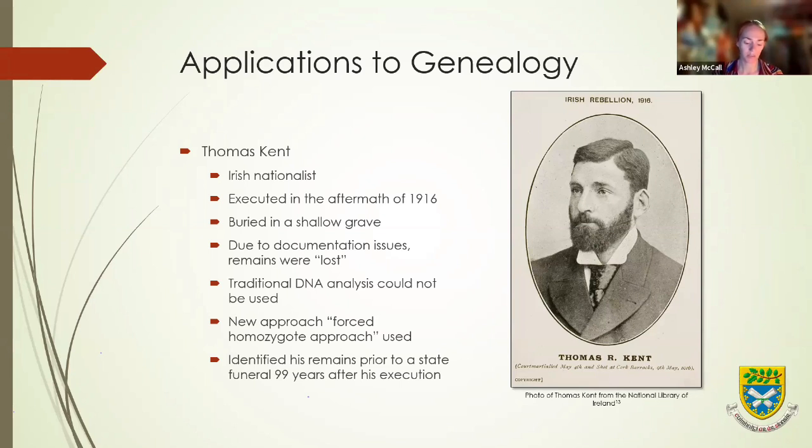On the 9th of May, Thomas Kent was executed at the Cork Detention Barracks and buried close to where he fell, in a shallow grave covered in quicklime. He was the only one of 16 to be shot outside of Dublin for their role in Easter week.